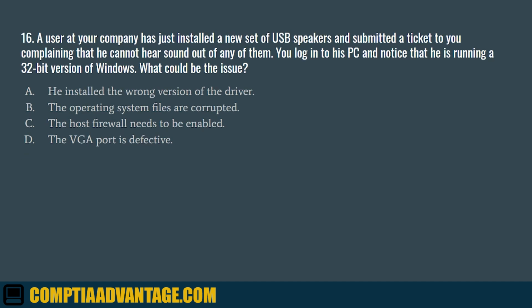Question 16. A user at your company has just installed a new set of USB speakers and submitted a ticket to you complaining that he cannot hear sound out of any of them. You log into his PC and notice that he is running a 32-bit version of Windows. What could be the issue? A. He installed the wrong version of the driver. B. The operating system files are corrupted. C. The host firewall needs to be enabled. D. The VGA port is defective.